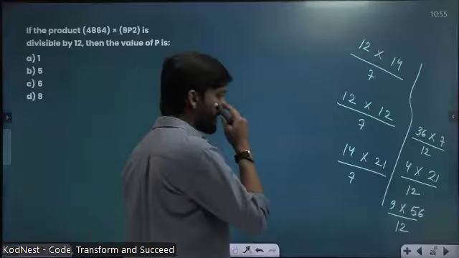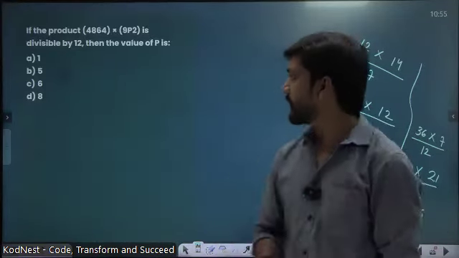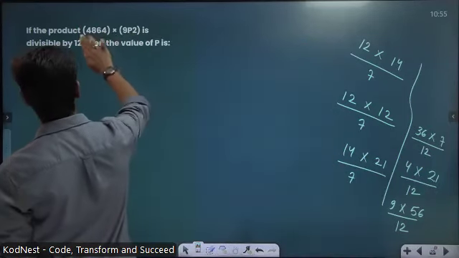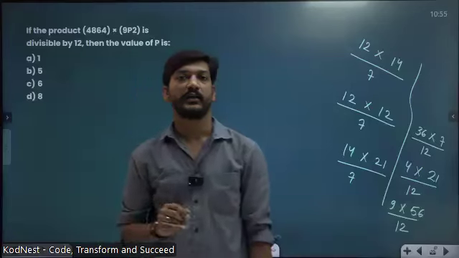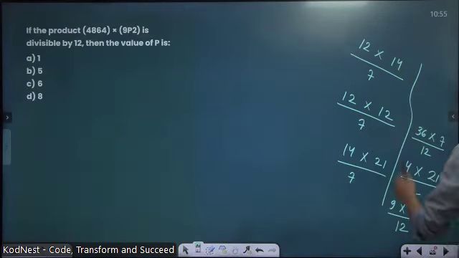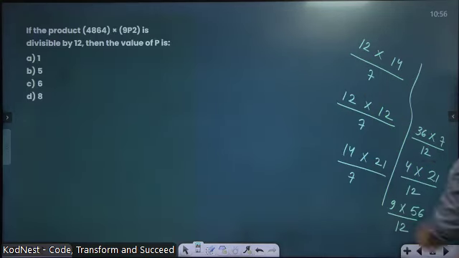All right, carefully see, please. I have taken a product because in the question, a product is given. This product should be divisible by 12. So first, understand the product. Suppose I've taken this product, please don't multiply. Directly in this form, think.